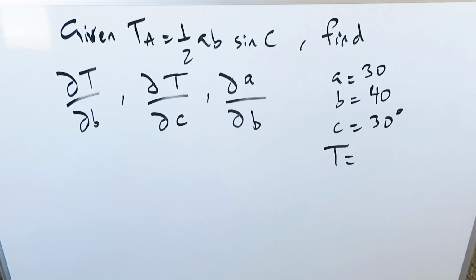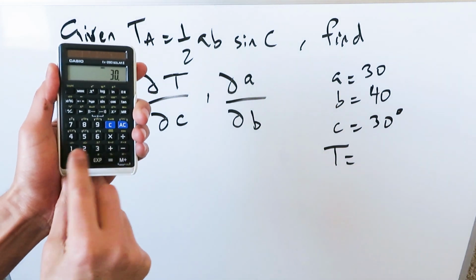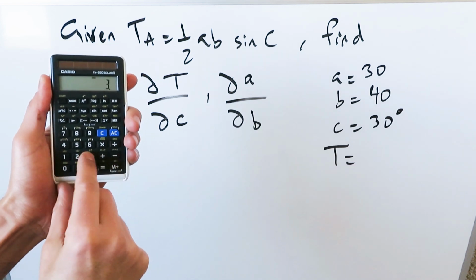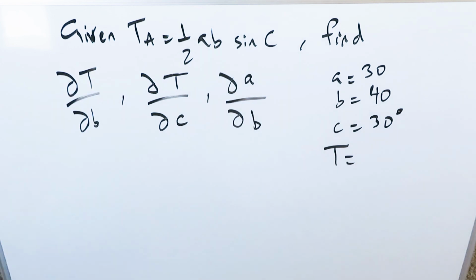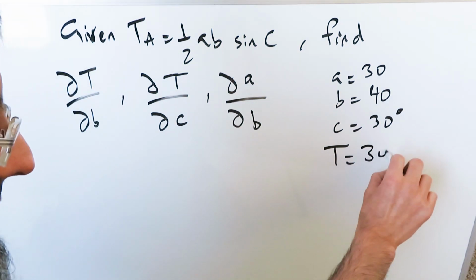I'm just plugging in those numbers. This starting triangle of ours has a certain area with these dimensions. It's 30 times 40 times sine 30, which is your sine C, divided by 2. It has an area of 300 units squared. We'll plug it in over here, we may need it.